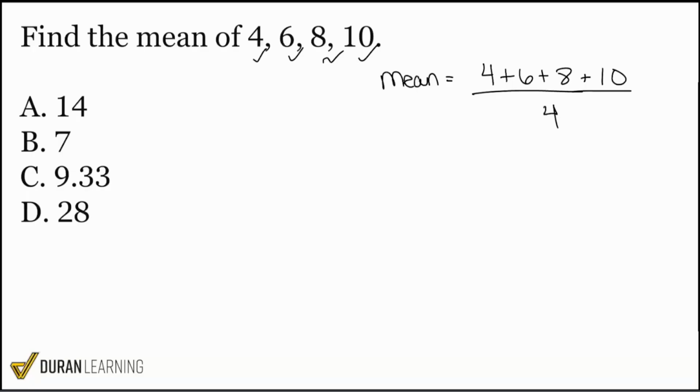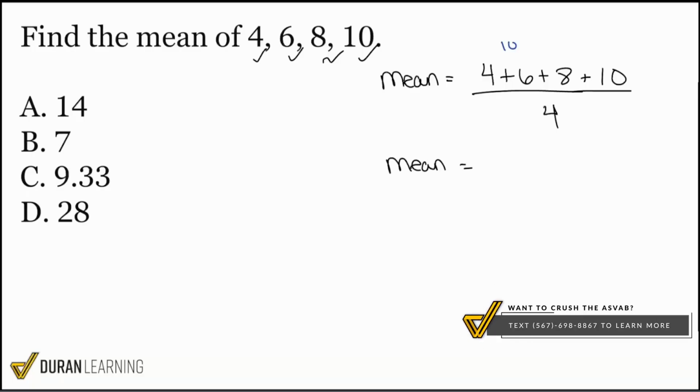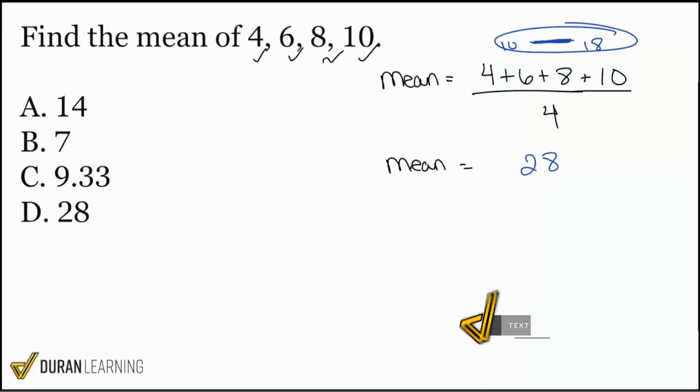So from here, my party people, we're going to go ahead and add these up. So here we are. So 4 plus 6, that's 10. 8 plus 10 is 18. So we'll add these together, and that's going to give us 28. So we have 28 divided by 4, and everybody, 28 divided by 4 is going to give us what? Yeah, that's going to give us 7. That's going to give us 7, and that'll conclude this question here.